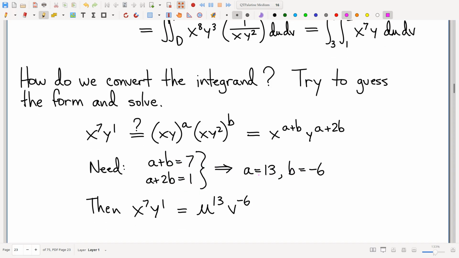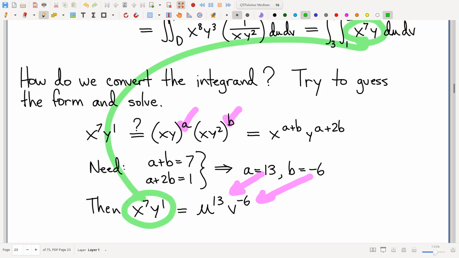Those give me these exponents that allow me to view my integrand in terms of u and v. And then it's plug and chug. What do you think? Everybody all right with that? Okay.